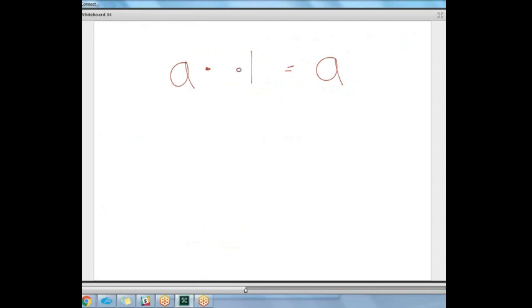A times what still equals A? 1. Exactly. Turns out I can multiply by unity as many times as I want. It can be A times 1 times 1 times 1. I can keep multiplying by 1 all day long, and I won't have screwed anything up, which is an important goal in life.